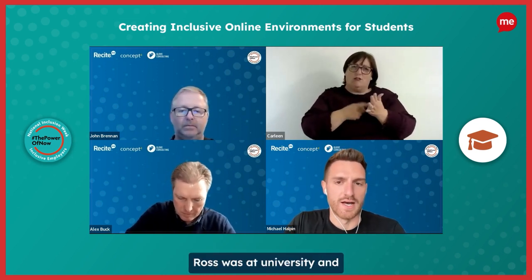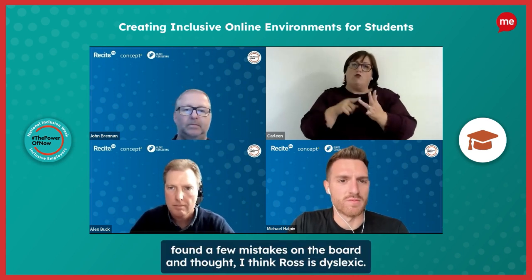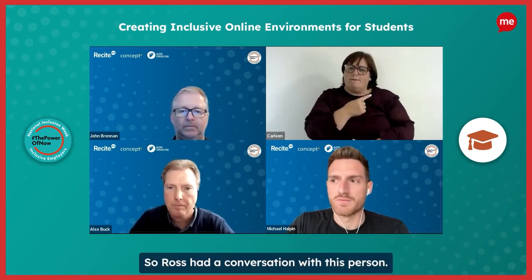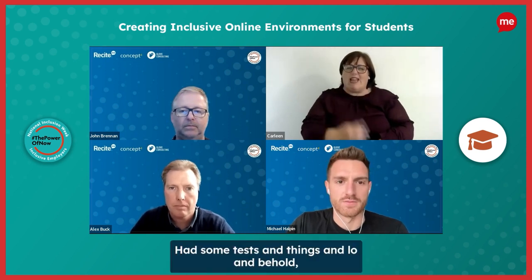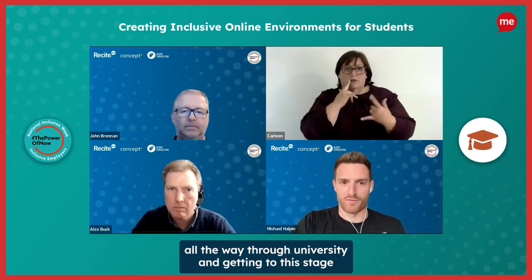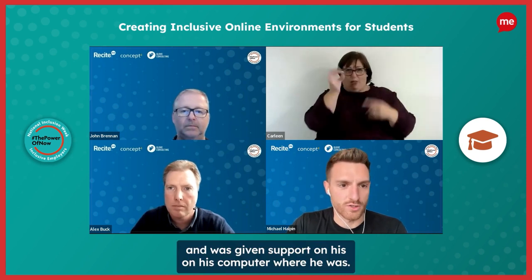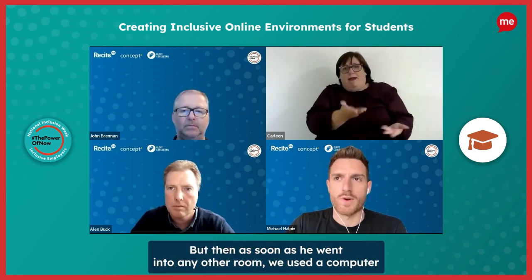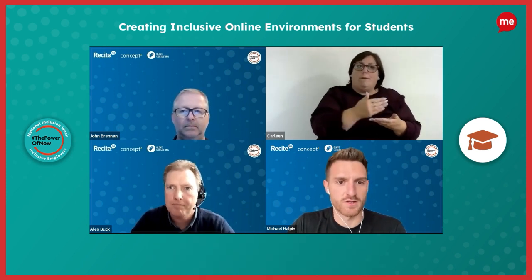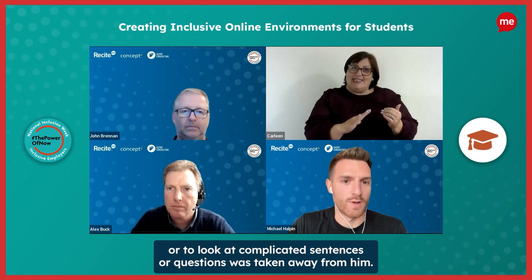Ross was at university and was talking in a presentation on a board, and someone found a few mistakes on the board and thought, I think Ross is dyslexic. So Ross had a conversation with this person, had some tests, and lo and behold, was diagnosed with dyslexia, which is crazy, all the way through university to get to this stage, and was given some support on his computer. But then as soon as he went into any other room and used a computer, that support that he relied on to read large bits of text or to look at complicated sentences or questions was taken away from him.